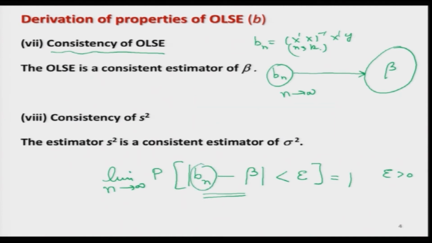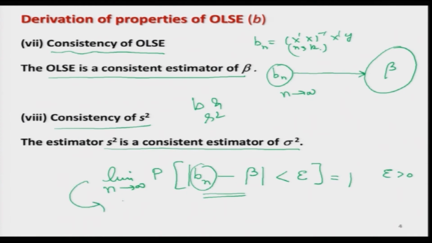In this case, I will not prove it, but I can inform you that both the ordinary least square estimator of beta as well as the ordinary least square estimator of sigma square, both B and S square, are consistent estimators. B is a consistent estimator of beta and S square is a consistent estimator of sigma square. This is actually called convergence in probability, and it is indicated as Bn tending to beta in probability.